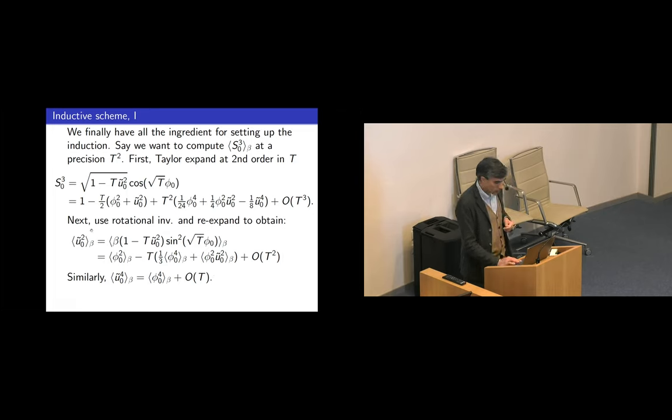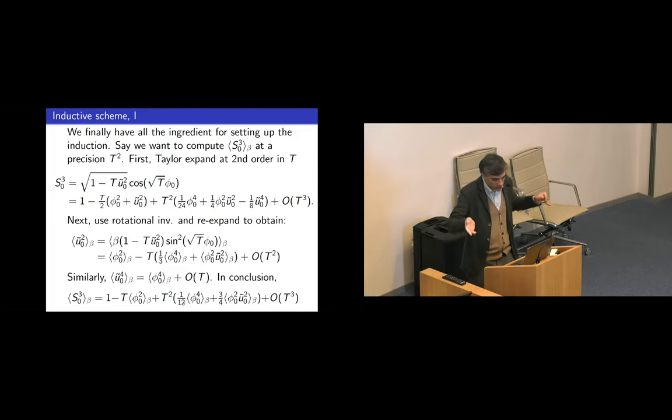Okay, so now in conclusion, you have this expression here that readily follows from expansion of this expression in Taylor series in T, plus, in order to prove this, the a priori bound on the moments of phi zero and U tilde. So far, nothing particularly special. Now we want to find the procedure to evaluate explicitly this thing up to a precision T squared.